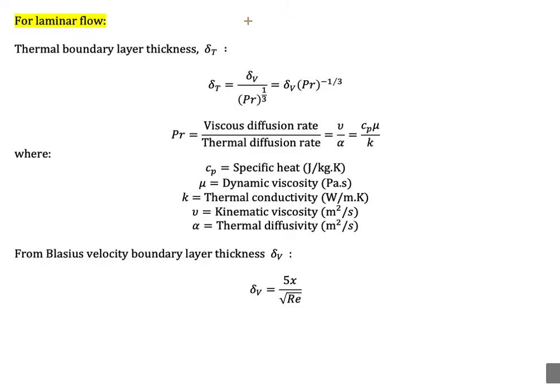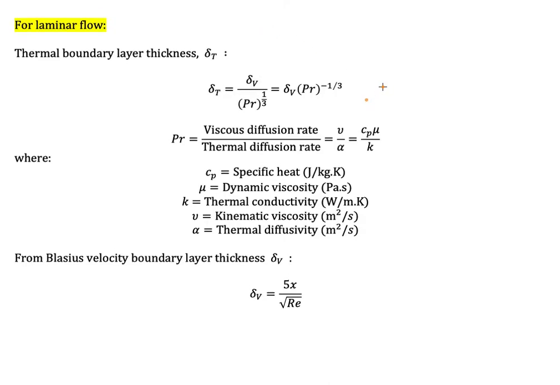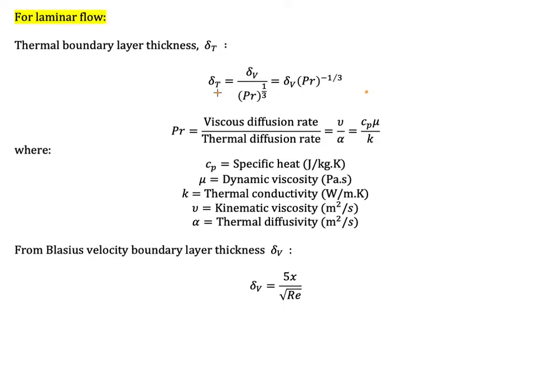So for your information, for laminar flow, we can calculate the thermal boundary layer thickness depending on this equation. Delta T, the thermal boundary layer thickness, is equal to delta V, the velocity boundary layer thickness, over the Prandtl number to the power of 1/3. The Prandtl number can be calculated like this: Cp mu over K, where Cp is the specific heat, mu is the dynamic viscosity, and K is the thermal conductivity.